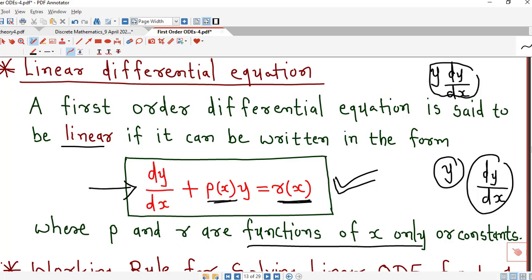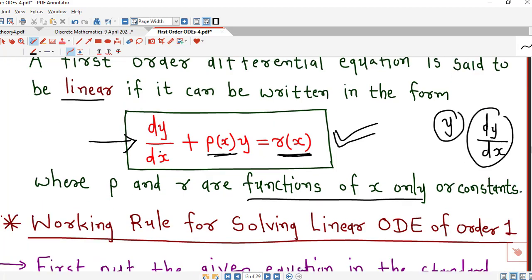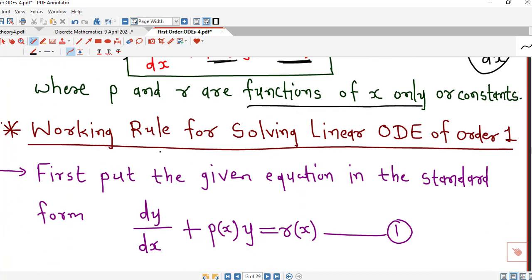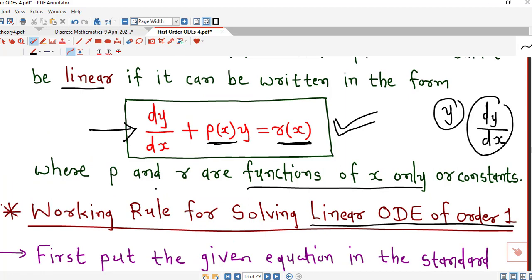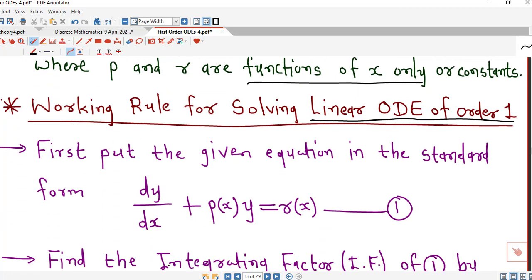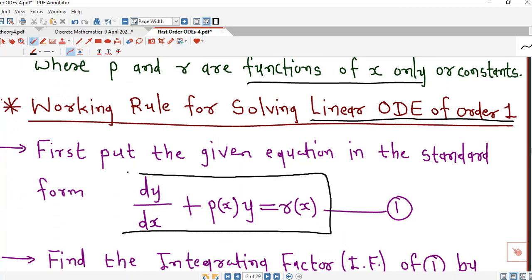And if our differential equation is linear, then we have a ready-made formula for its general solution. So we discuss how to find the general solution of a linear ordinary differential equation of order 1. The first step is to check whether our equation is in this form or not, or if it is not, whether we can write it in this form by rearranging the terms in the given equation.